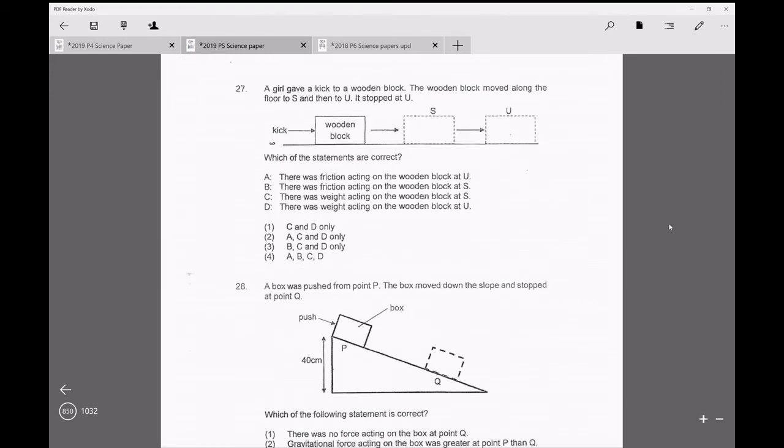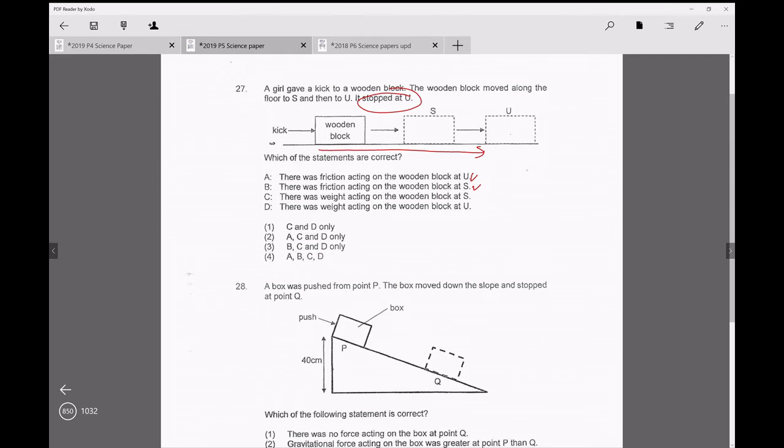Again, these two questions are also about friction, so it may be a bit hard for you, because you're not taught it in school as well. It's usually a P6 topic, but some schools may teach it earlier. So they tell you that the wooden block is moving, and after that it stopped. So it slides across, then suddenly it stops moving. So there's friction. Definitely there's friction acting on U and S, so this is correct.